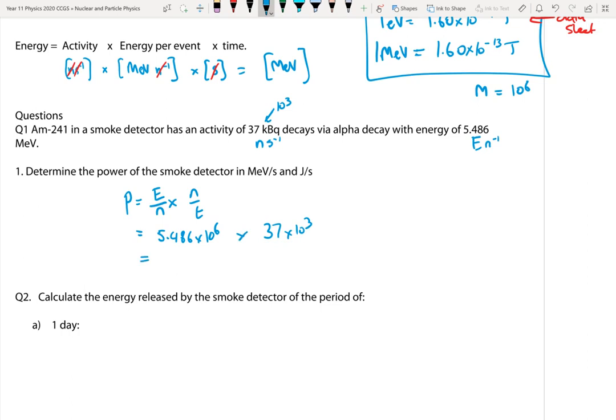So activity equals N on T. I see what I've done. Let's just do that. We're going to go MeV per event times n per second. We will be left with, cancel and cancel, a unit of MeV per second. So we'll end up with 2.03 times 10 to the 5 MeV per second.